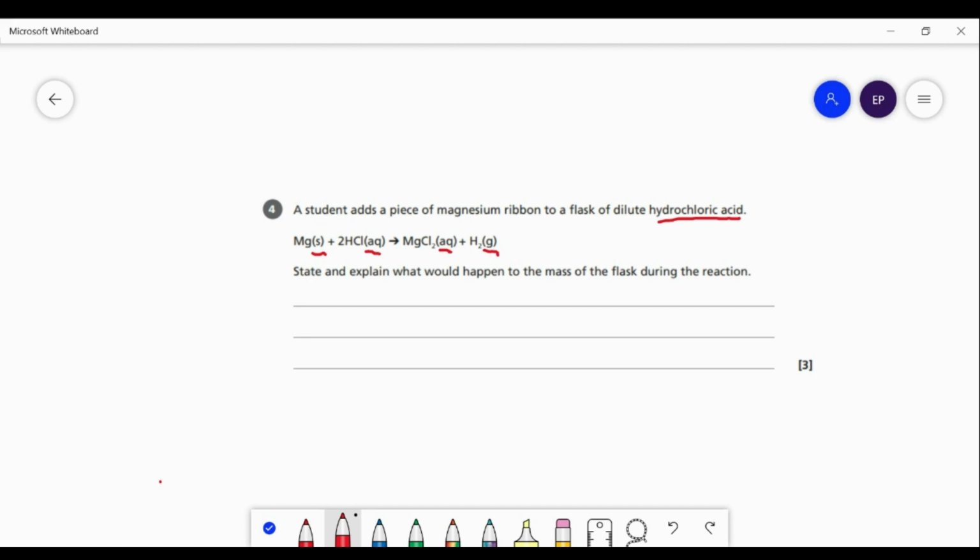It asks us to state and explain what would happen to the mass of the flask during the reaction. So let's break that down into the individual parts. First part of the question asks us to state what happens to the mass of the flask. And we can see that one of the products, the hydrogen, is a gas. So the mass of the flask containing the reaction mixture is going to go down as the reaction proceeds.